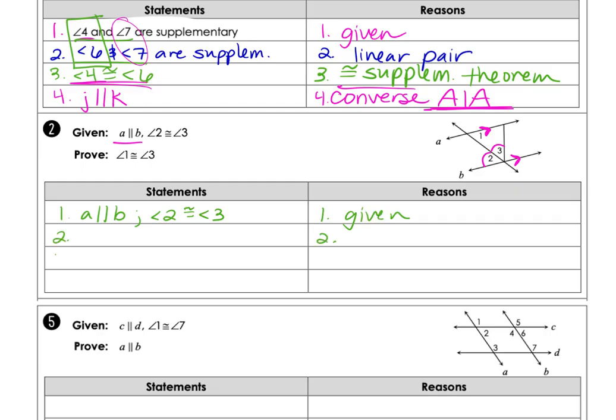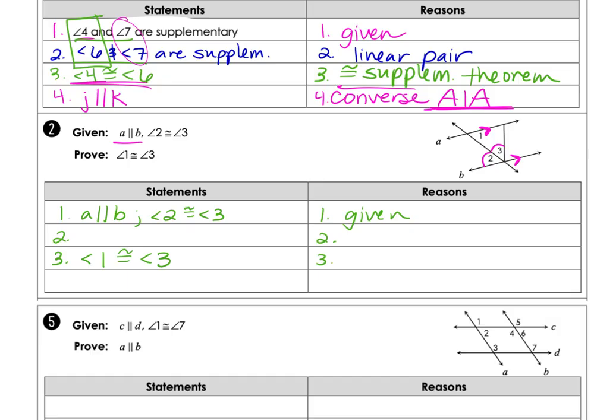Okay, so there's going to be 3 steps here. What's the last step of your proof going to be? Angle 1 is congruent to angle 3. Okay, question. Are you going to use a converse for that? What are we proving? We're proving congruence. Do you use a converse for congruence? No. When do you use a converse? Lines parallel. So if you're not proving lines parallel, then don't use the converse as your last step. Okay? So this one's not going to be a converse.